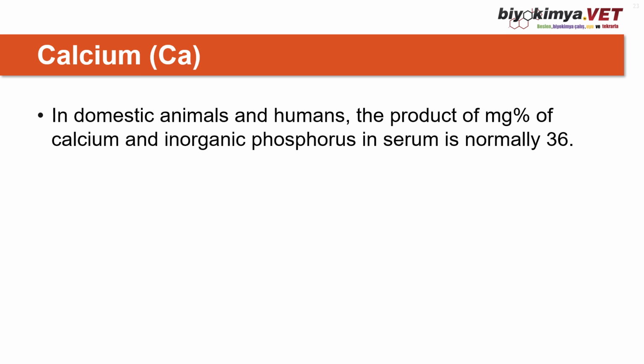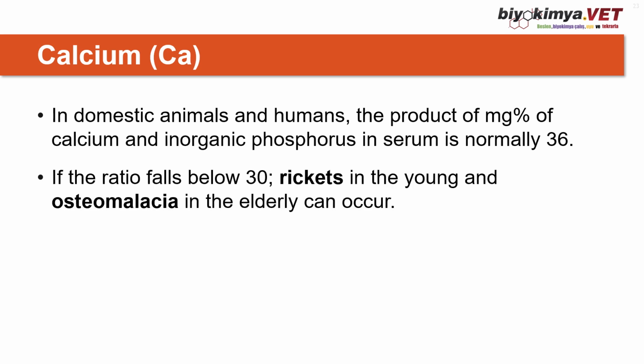In domestic animals and humans, the product of milligram percent of calcium and inorganic phosphorus in serum is normally 36. If the product is below 30, rickets in the young and osteomalacia in the elderly can occur.